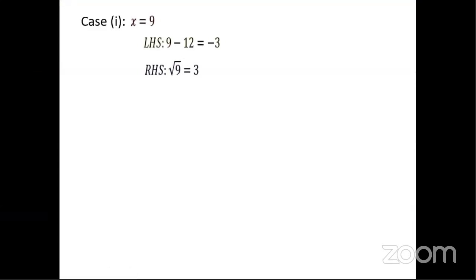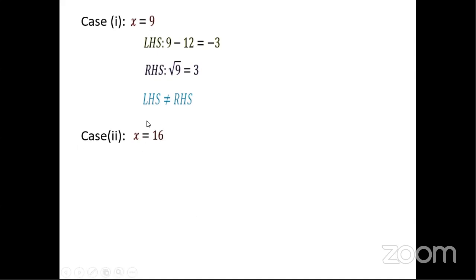In your RHS, in equation number 1, you have root x. What is the value you are taking for x? It is 9. So root 9 is nothing but 3. We got LHS as minus 3, but RHS is 3. So clearly we can say that LHS and RHS are not equal. When both are not equal, I can definitely say that the value x is equal to 9 is not satisfying the given condition.